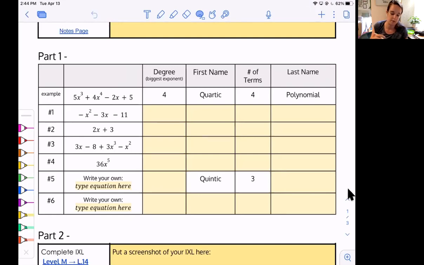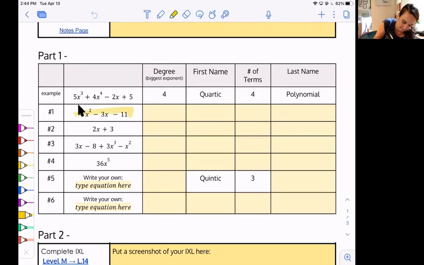All right, Kim, let's start with number one. So Kim, are you feeling good about the degree? Can you tell me what the degree is for number one? Yeah, 2. Perfect. It's this number right here. So we'd have 2. And then looking back at your notes for degree 2, when x squared is our biggest exponent term, what would the first name be?